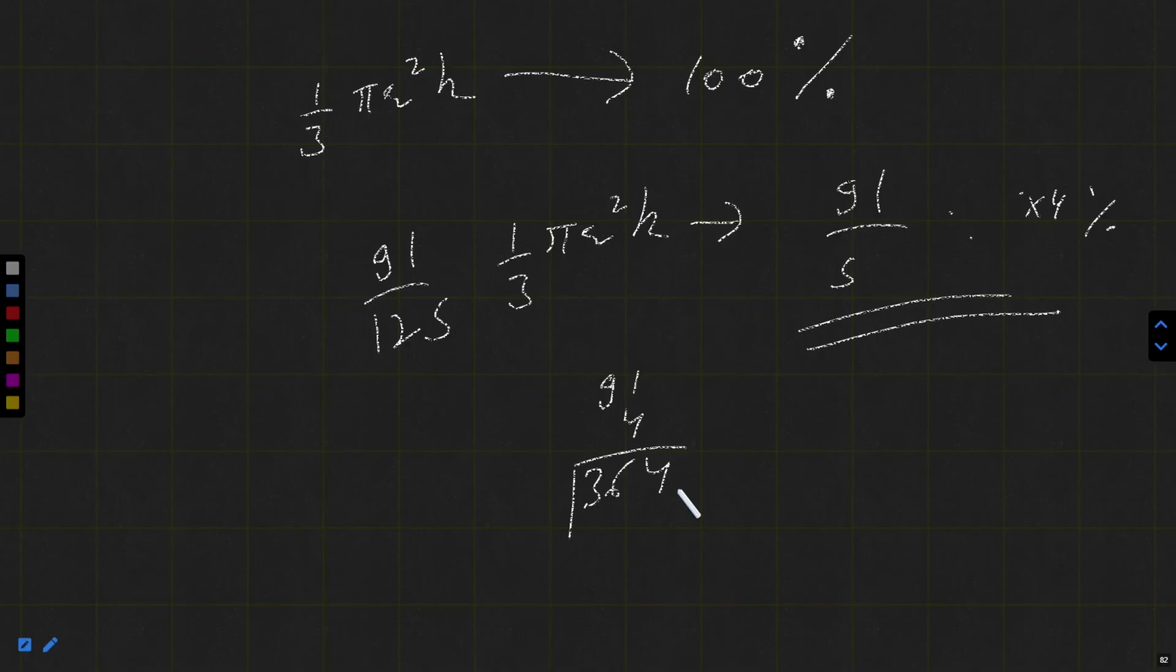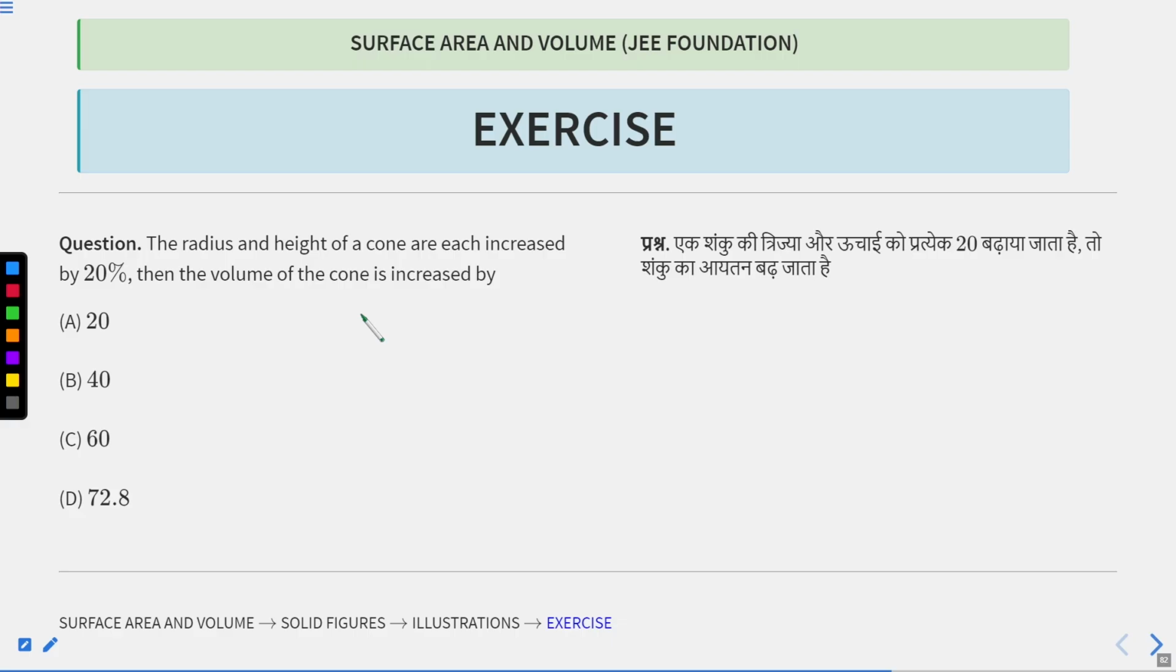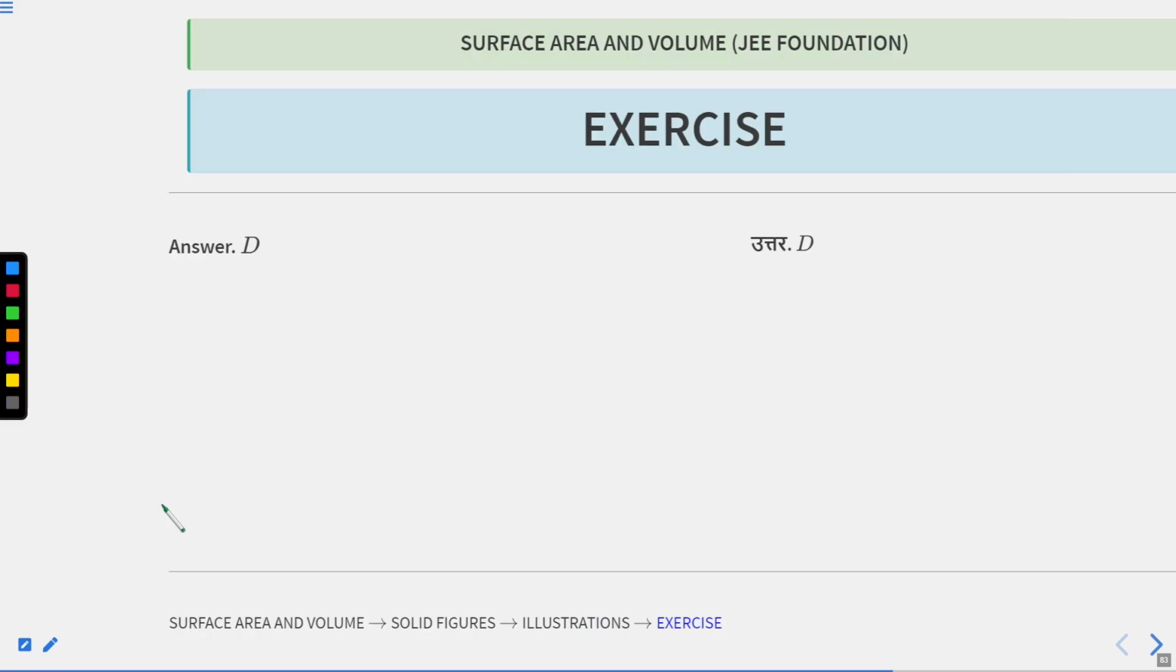So my answer will be 72.8 percentage of increment happened. Okay, so let's see. So the option D is clear. So option D is the correct option. I hope this is clear. So yes, indeed the option D is my right correct option.